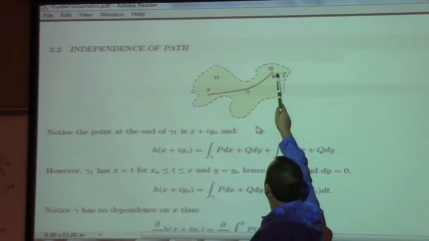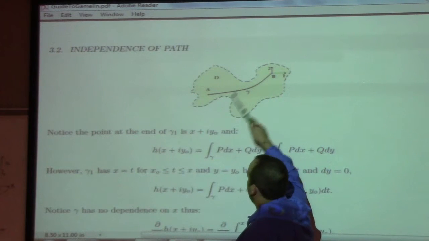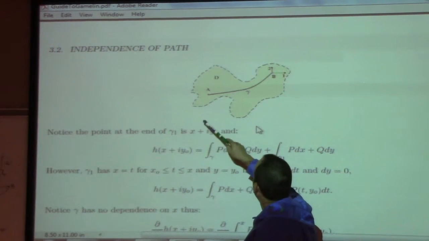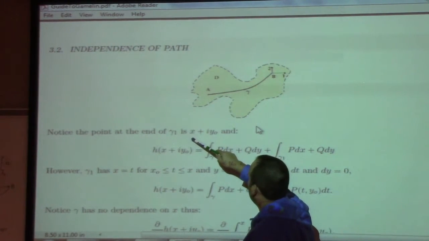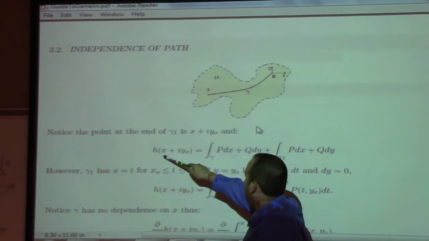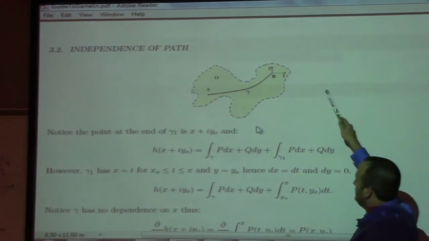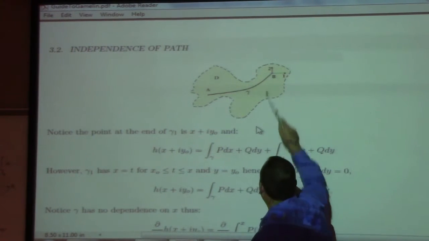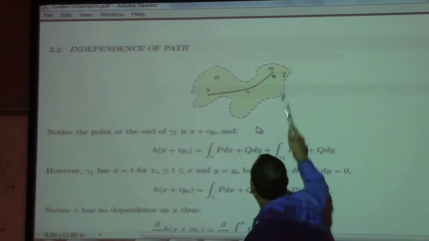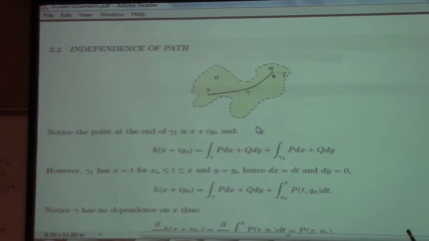So I think the green is gamma 1, if I remember right. Gamma 1 goes from... so here's h of x naught plus i y naught is this. So you can break it up into the integral along gamma plus the integral along the green part, right? If you have two lines connected, it's additive.